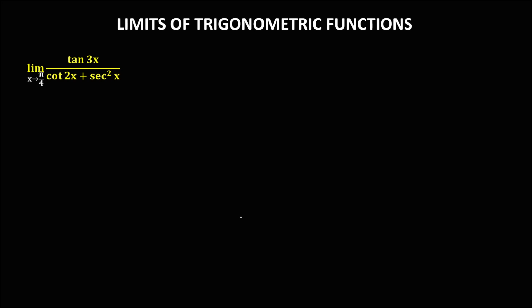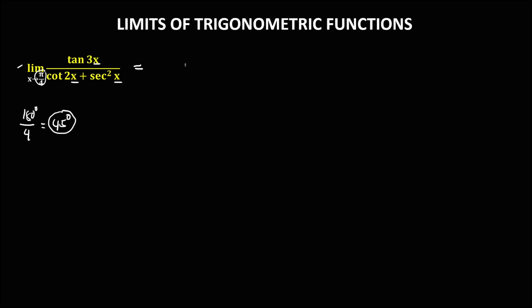So let's have this problem. To find the limit of this trigonometric function, since this pi over 4 is equal to 180 degrees divided by 4, because pi is equal to 180 degrees, this is equal to 45 degrees. So to solve now for this limit, since x is used as an angle, therefore x is equal to 45 degrees.